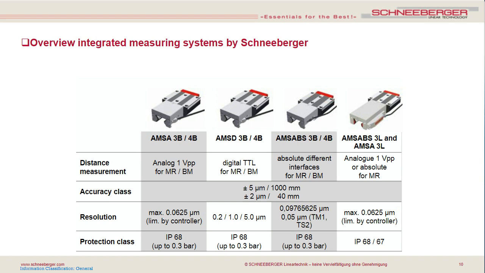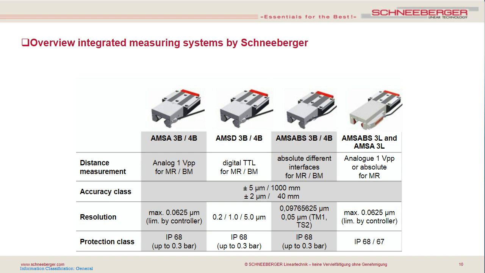We do have the absolute measuring systems, AMS, ABS, and those are also available for roller monorail or ball monorail, and with different interfaces for different CNC suppliers. The accuracy class is plus minus 5 micrometer per meter measuring length and plus minus 2 micrometer per 40 millimeter. The typical resolution is 0.05 micrometers, and the protection class is IP68.